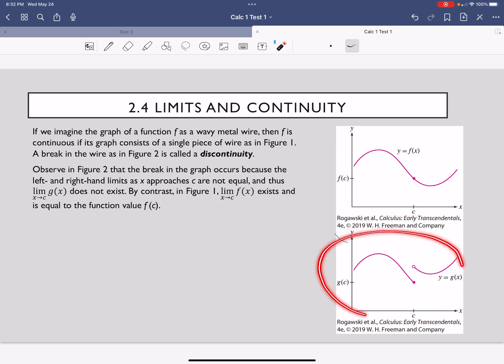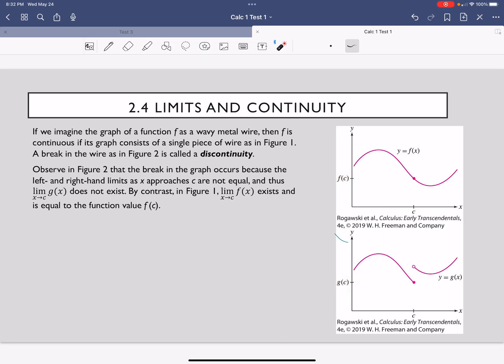And that's what's happening right here. So you've got your two different types of functions here. Here we've got one where we can think of it as a wavy wire, and this is a continuous function, and this is a discontinuous function, or a discontinuity. So this is a continuity and this is a discontinuity.